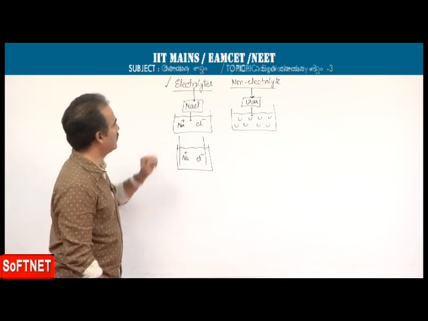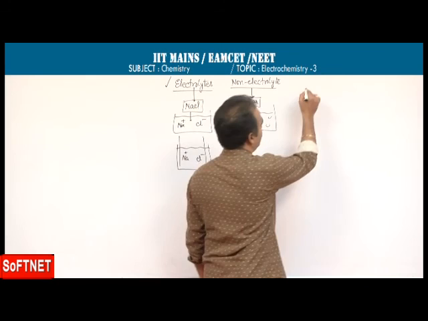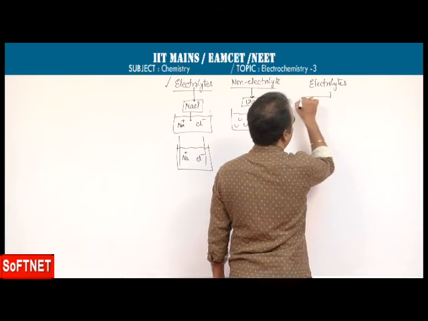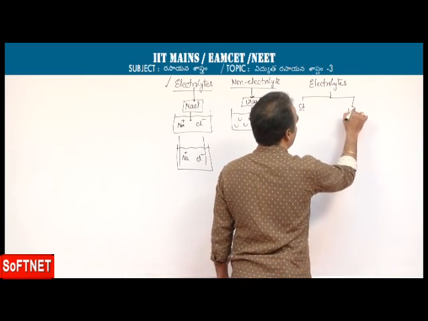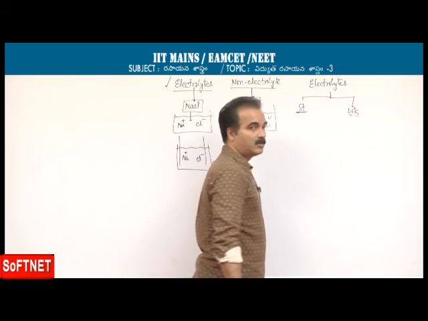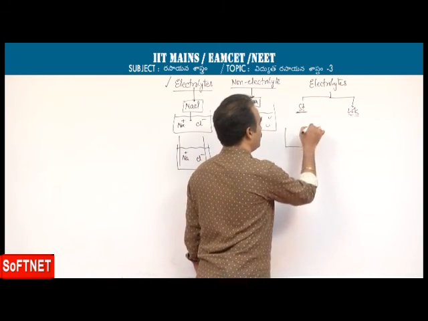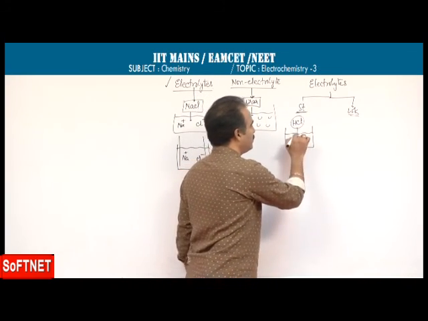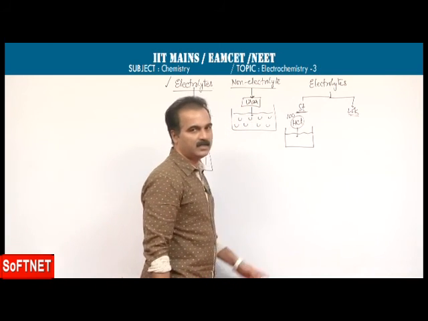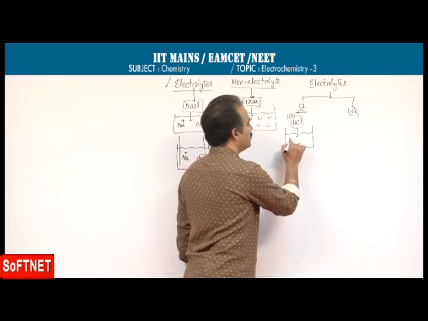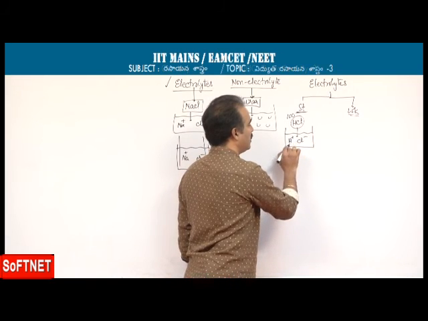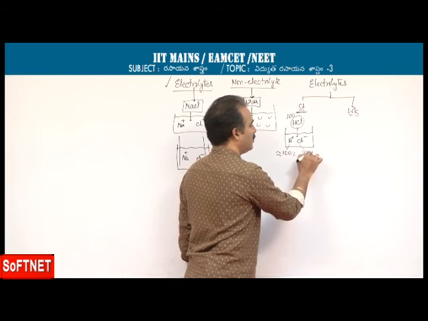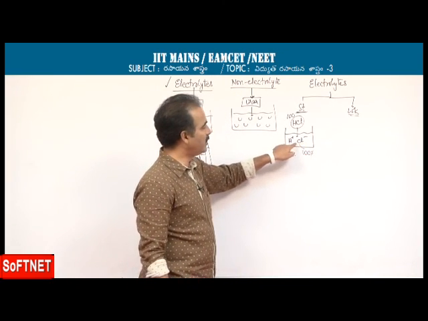These electrolytes can be divided into two types: strong electrolytes and weak electrolytes. What is a strong and what is a weak electrolyte? For example, I am adding HCl, an acid, to water. When 100 molecules of HCl are added to water, it undergoes almost 100% ionization. So you get almost 100% H+ and 100% Cl- ions. We call it a strong electrolyte.